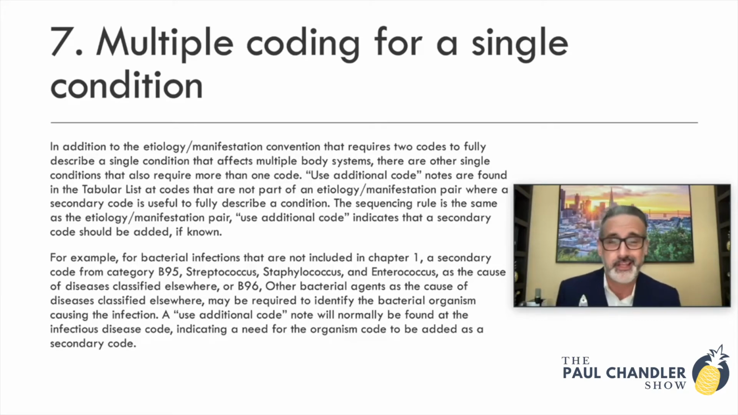And there's a note that says "use additional code," which would normally be found at the infectious disease code, indicating that a need for the organism code to be added as a secondary code. So like an example, in this case, say B95 for the Streptococcus. In certain conditions, we need an additional code to help clarify, as far as the coding process goes, what infection or disease the patient is having, and what organism was involved in that. So sometimes, again, we will need two codes to explain one condition that the patient has.